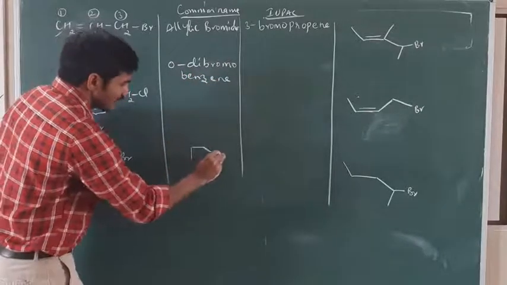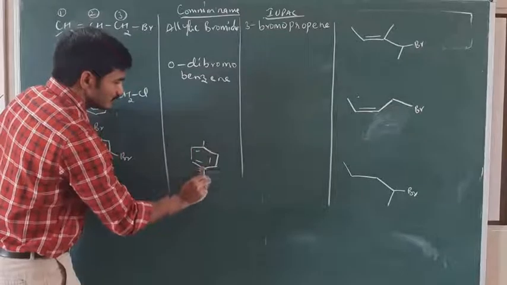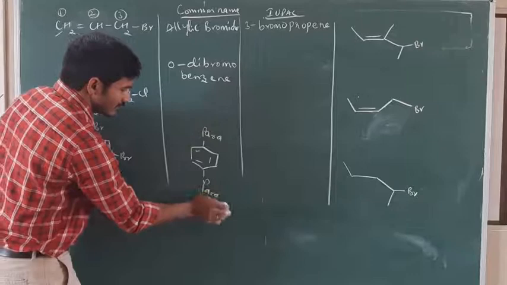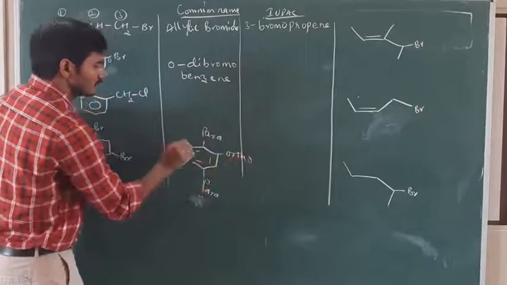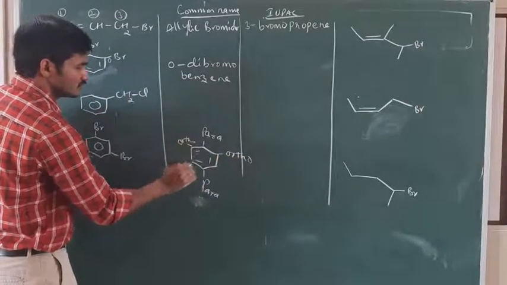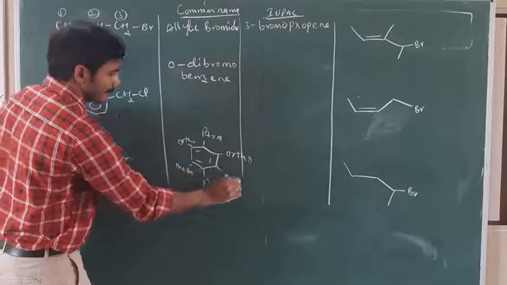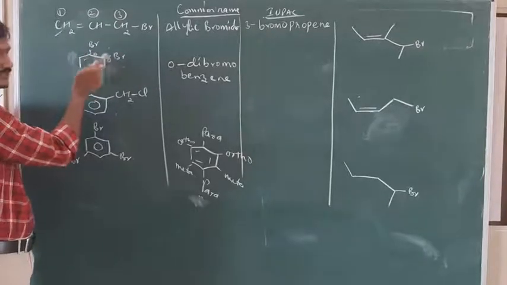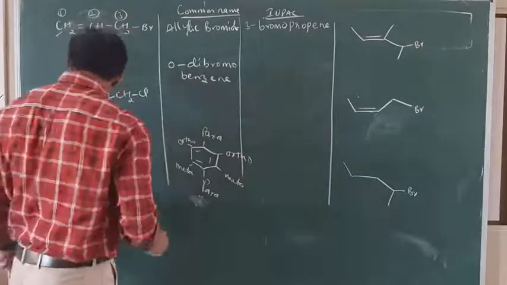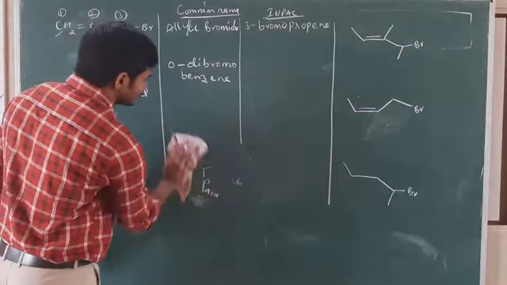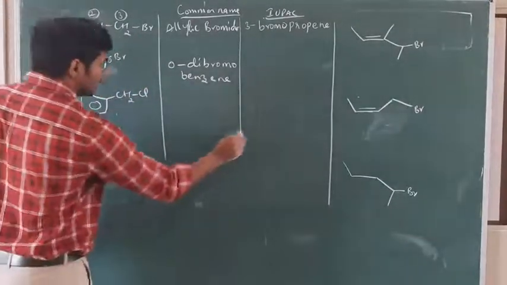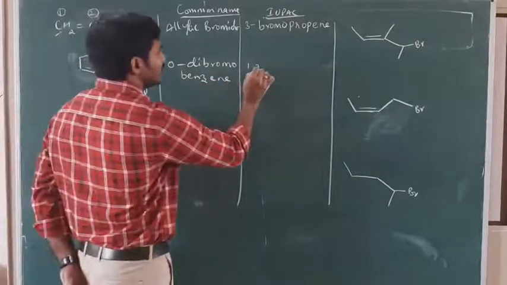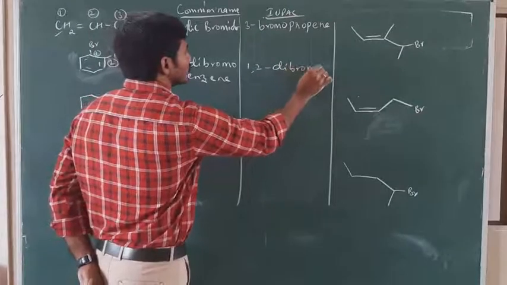I think in benzene you already know about this. These two positions are para. These two positions are ortho. These two positions are meta. So here both are ortho to each other. As both are ortho to each other, I am writing ortho-dibromobenzene. But in the IUPAC name, we give numbering. Numbering can be done like this. Both are the same, so write 1, 2. So write it here 1,2-dibromobenzene.